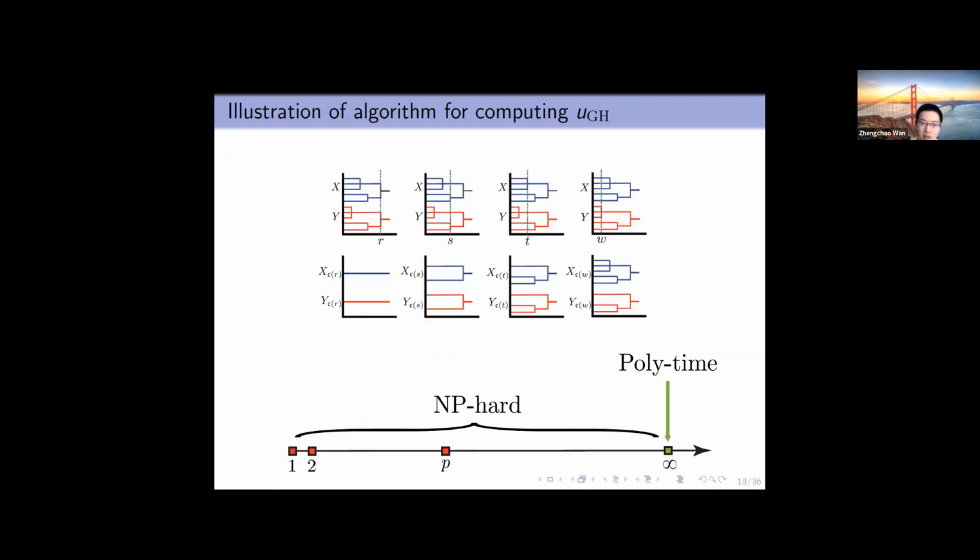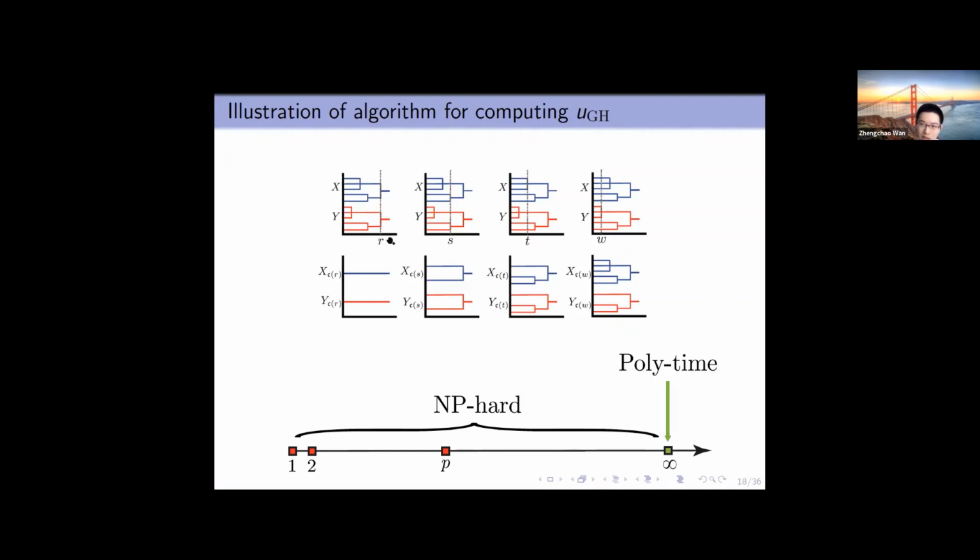I will use the figure to explain the process for computing u_GH. So here you have two spaces, X and Y, and you first consider the largest distance value R. You take quotient, and then you have two quotient spaces. They're isometric, so you move on to the next distance value. You take quotient, they're isometric. You continue the process until the first time W when you see the two quotient spaces are not isometric. Then you move back one step. Then the parameter t is the u_GH distance between X and Y.